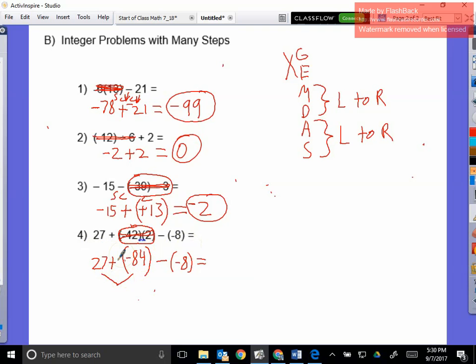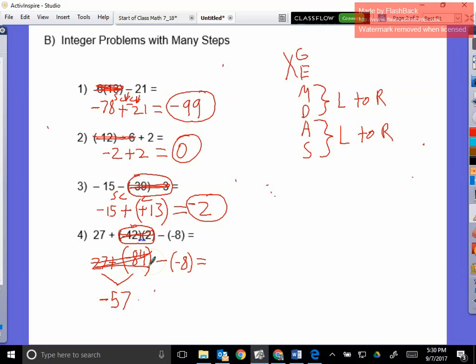I'm going to work out the math between this 27 plus negative 84. All right, they're different from each other, so that means we're actually going to have to subtract them. We're going to have to take them away from each other. So when I do that, if I take 27 away from 84, that leaves me with 57. And because our negative 84 is bigger than our positive 27, that's going to give me more negatives left over. All right, that step's done.